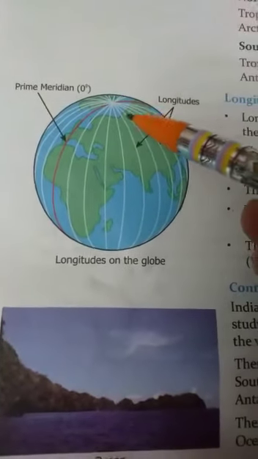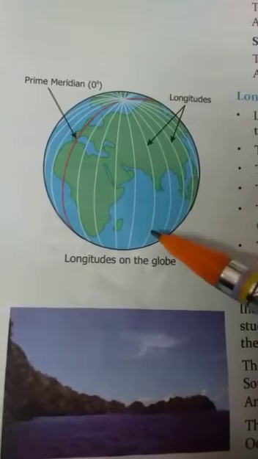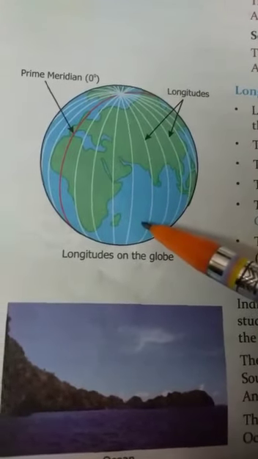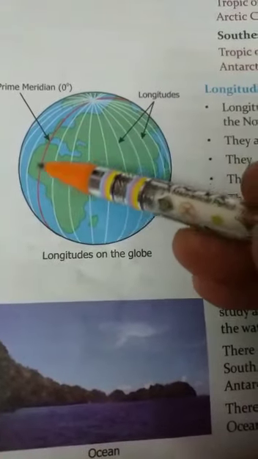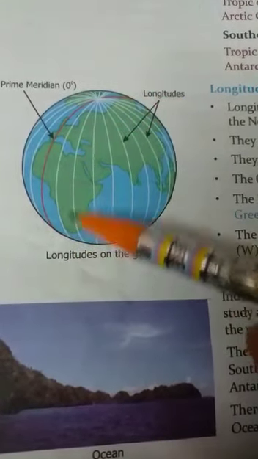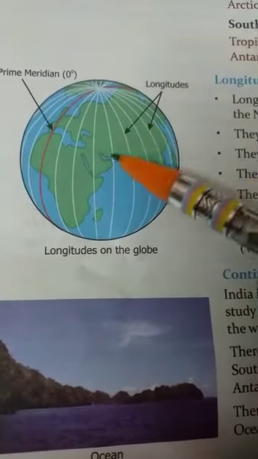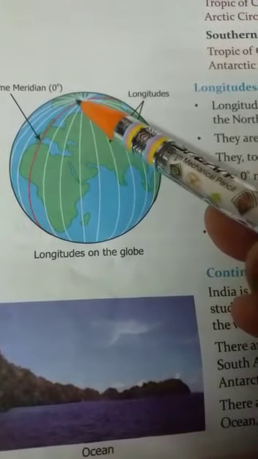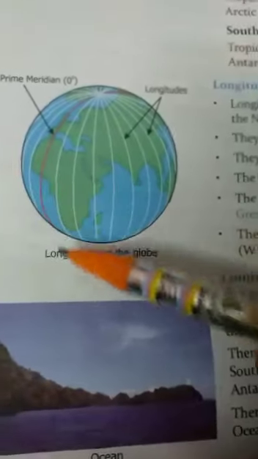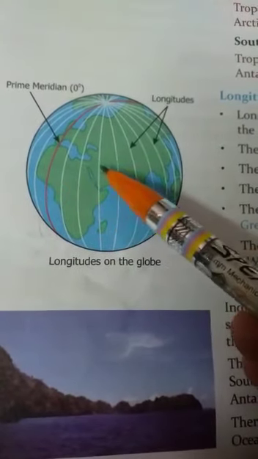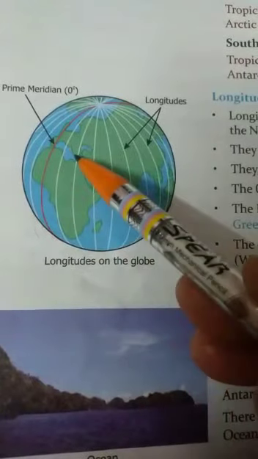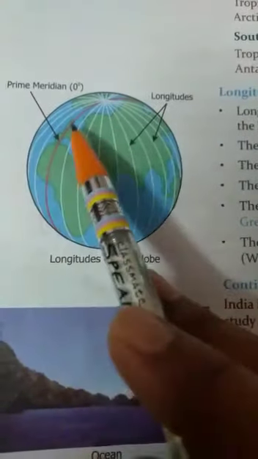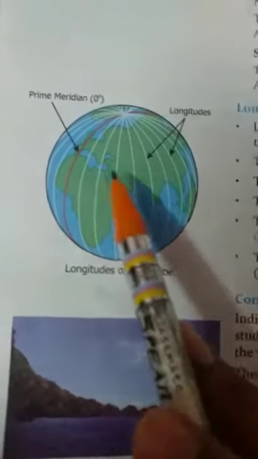Now comes the longitudes. Longitudes are semicircles running from North Pole to South Pole. They all are equal in length. They too are measured in degrees. The 0 degree meridian you can see in the red line. This is known as the prime meridian, which runs across London near the Greenwich Observatory. This red line, this one, is the prime meridian. It runs through London. And the other meridians are marked east and west respectively of the prime meridian.